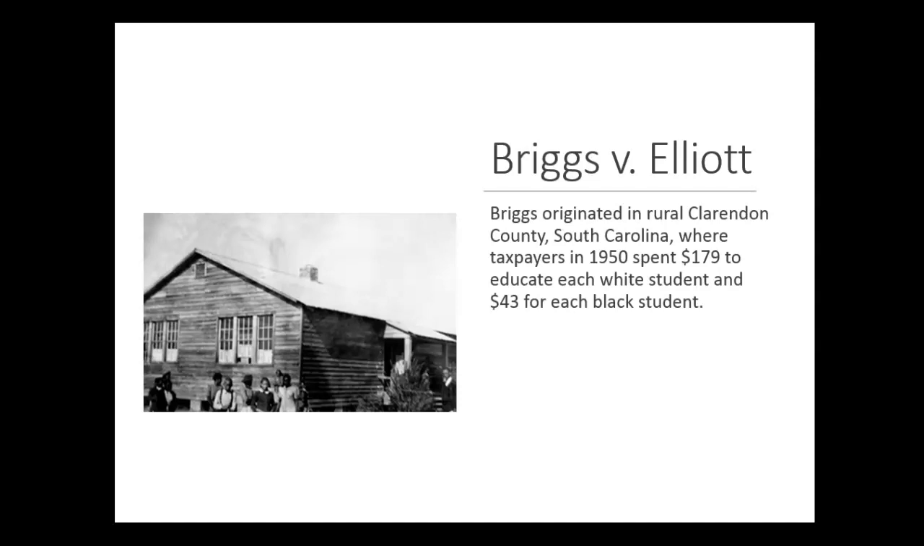Briggs v. Elliott, the first case accepted by the NAACP, illustrated the plight of segregated black schools. Briggs originated in rural Clarendon County, South Carolina, where taxpayers in 1950 spent $179 to educate each white student and $43 for each black student. The district's 12 white schools were worth $673,000. The value of its 61 black schools, mostly dilapidated, overcrowded shacks, was $194,000.